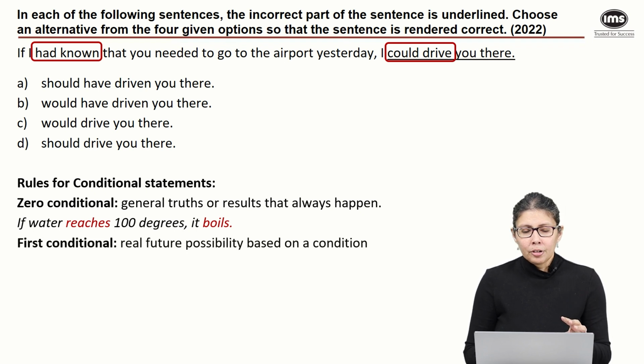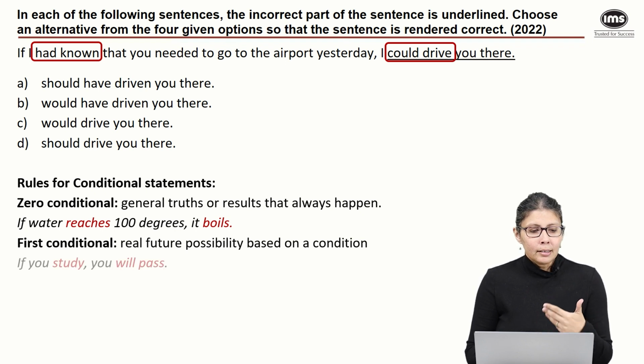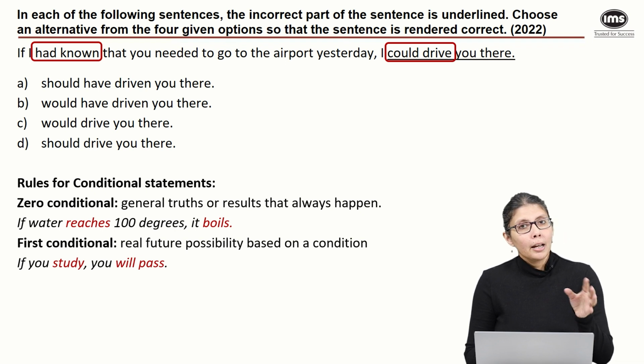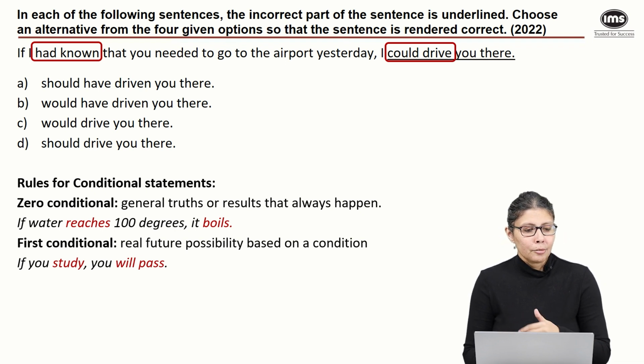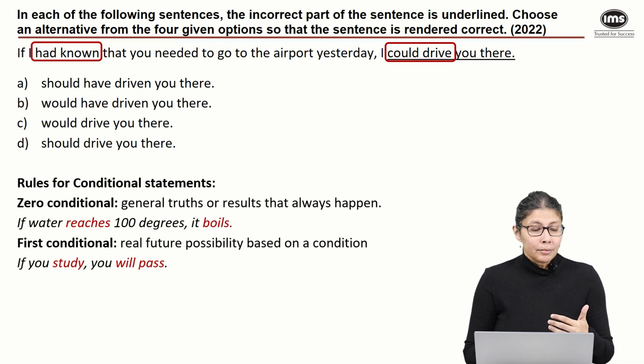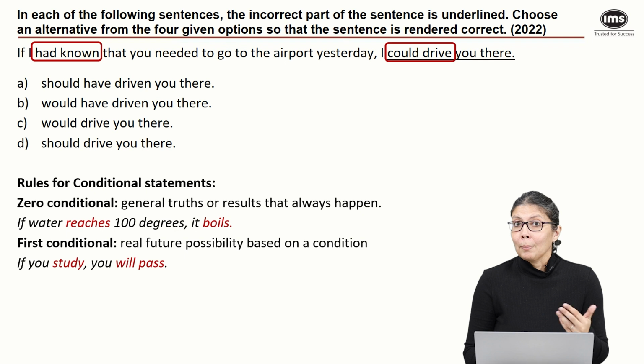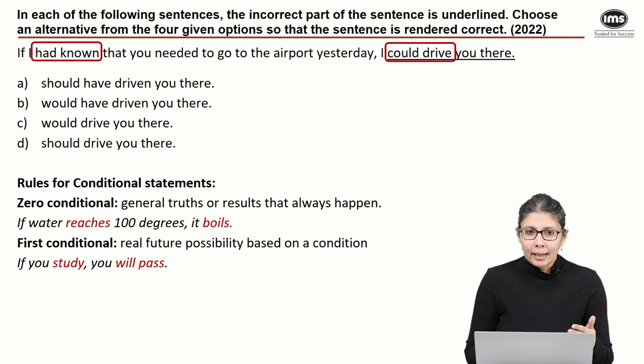Now, the first conditional is also fairly common. It talks about real future possibilities. Now, you will see that in the first conditional, we use the present tense in the first half and the future tense in the second half. If you study, you will pass. When I make this statement, I believe that this is a real thing. It is likely to happen, although I'm not absolutely certain of it. But again, this does not apply to our original sentence. So let's take a look at the next conditional.